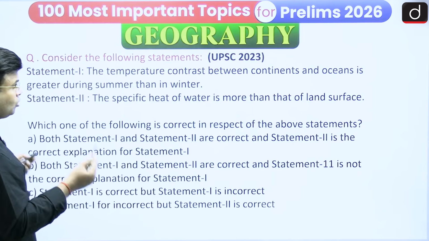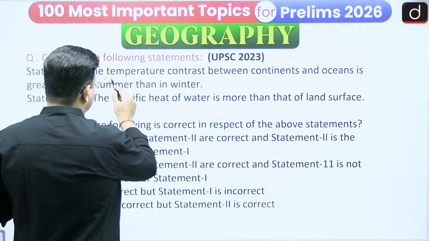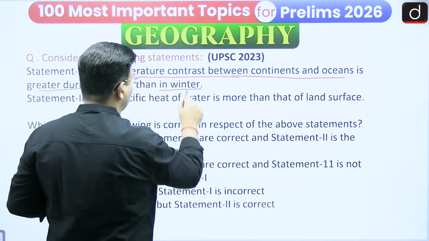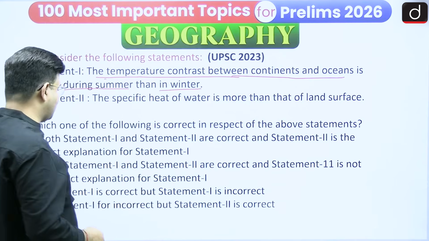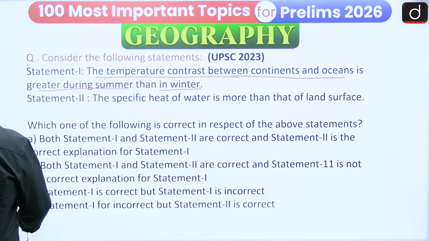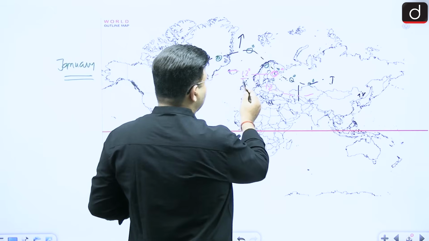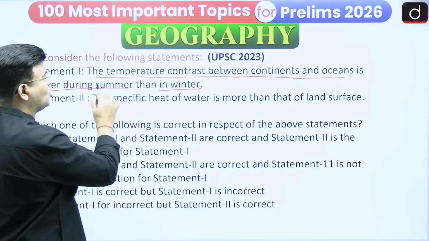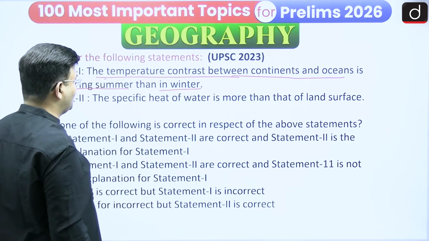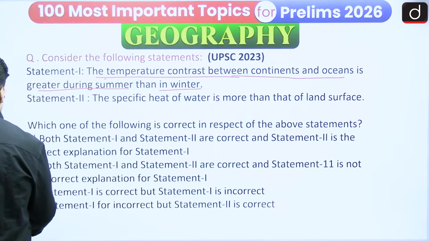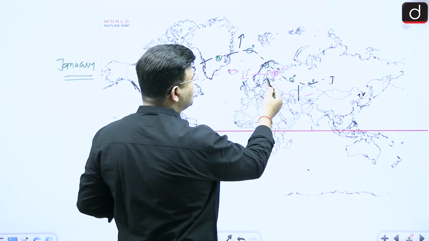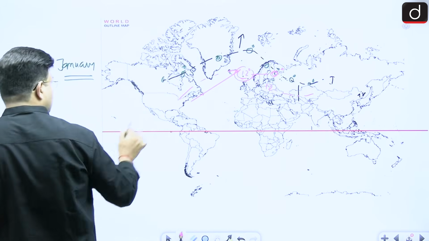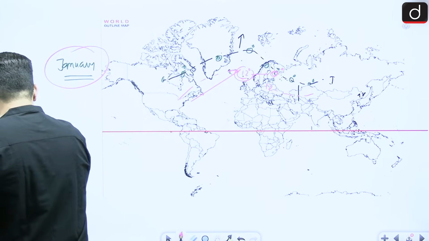Another part that we are going to see is from 2023, where the question has been asked on temperature contrast. Statement 1: the temperature contrast between continents and oceans is greater during summer than in winter. If I am talking about temperature contrast in winter, in this question it says that the contrast between continent and ocean during summer is more than winter. Here in winter it is 12 degrees Celsius, but in the summer what will happen? January means winter.